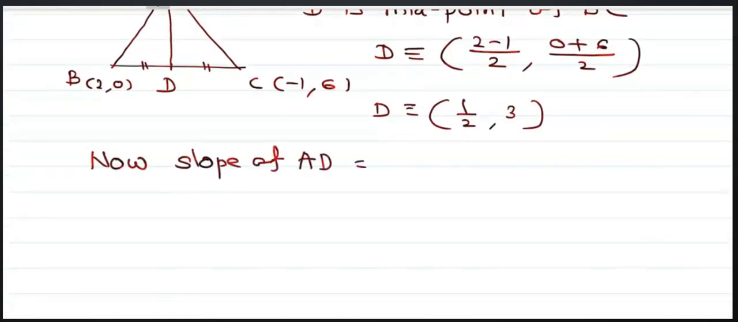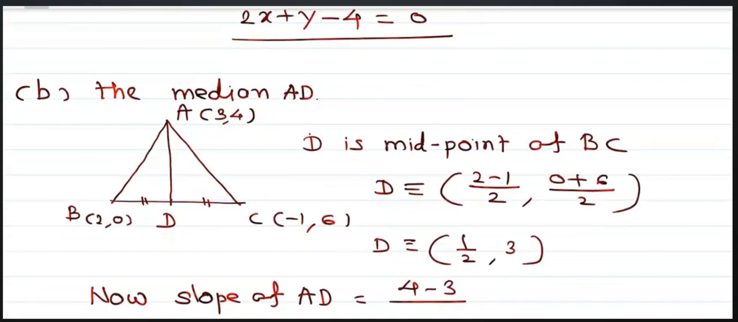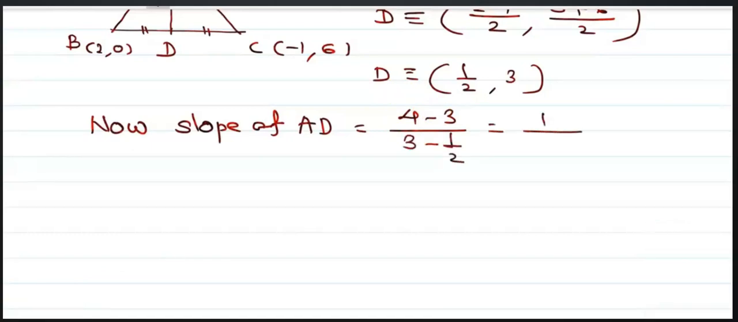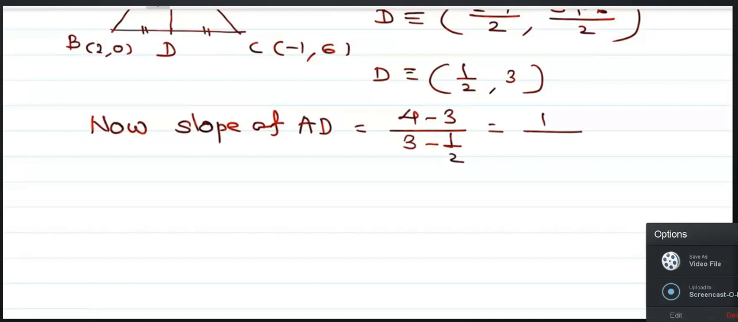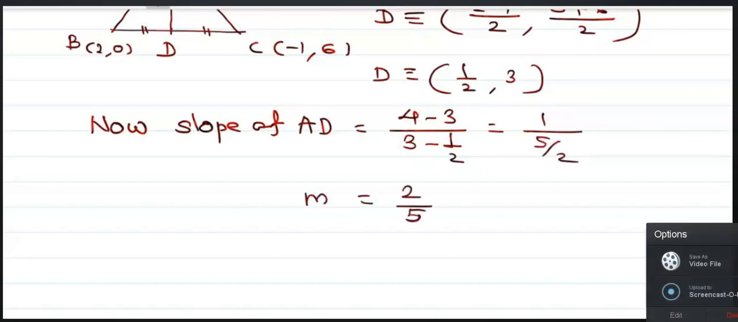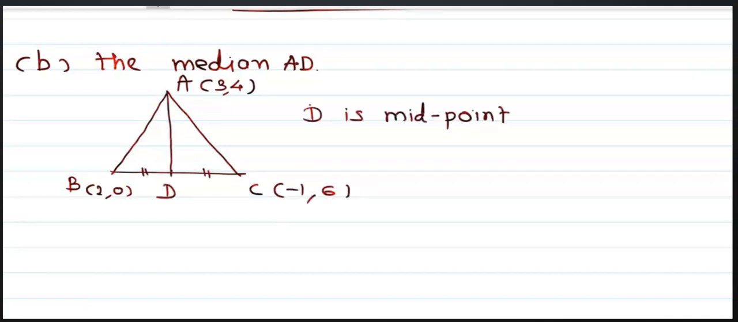Now the slope of AD, that is the difference of y coordinates upon the difference of x coordinates, that is 4 minus 3 upon 3 minus 1 upon 2, and that's why you will get 2 upon 5. Now again see this. The coordinate of the point A is (3, 4). D is the midpoint.